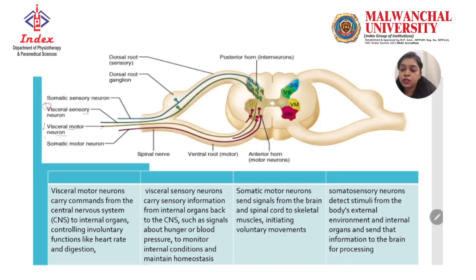Somatic motor neuron is this, the third one, that is red in color. So it sends signals from brain and spinal cord to skeletal muscles, initiating voluntary movements.